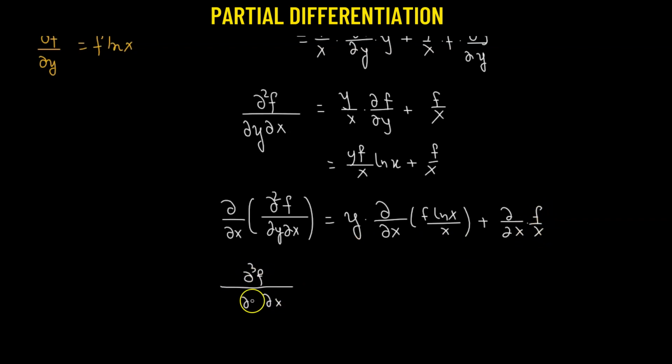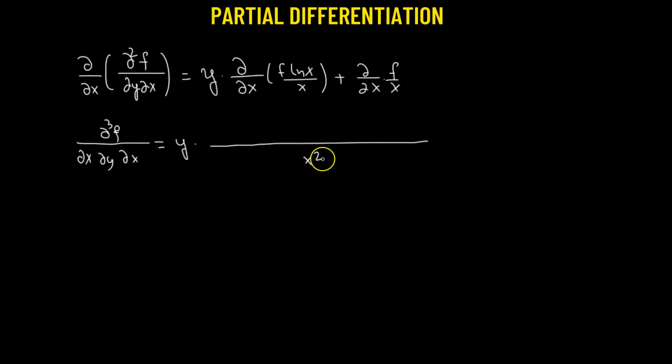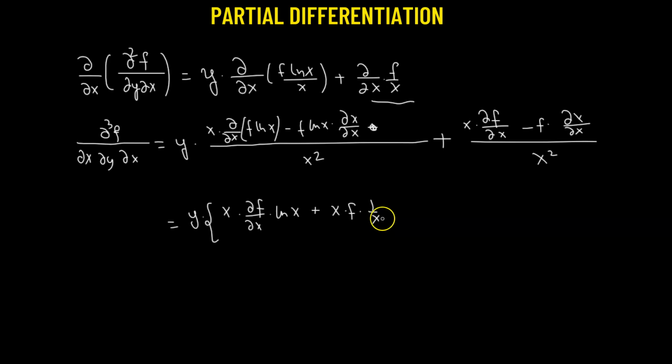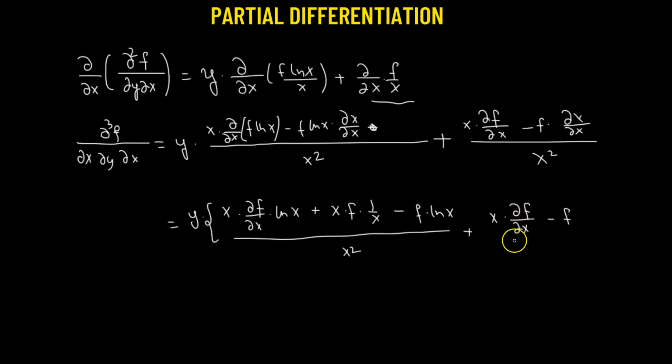So this will be equal to y times, and here we will apply the quotient rule. So we will start with the denominator, we have x squared. Now we will have x multiplied by the partial with respect to x of f log x, minus f times log of x multiplied by the partial of x with respect to x separately. In the numerator we have x times the partial of f with respect to x minus f times the partial of x with respect to x. So this is y times, and here we'll have to use the product rule. That will become the partial of f with respect to x times log of x, plus x times f times 1 over x, minus f times log of x, whole divided by x squared, added to x times the partial of f with respect to x minus f divided by x squared.